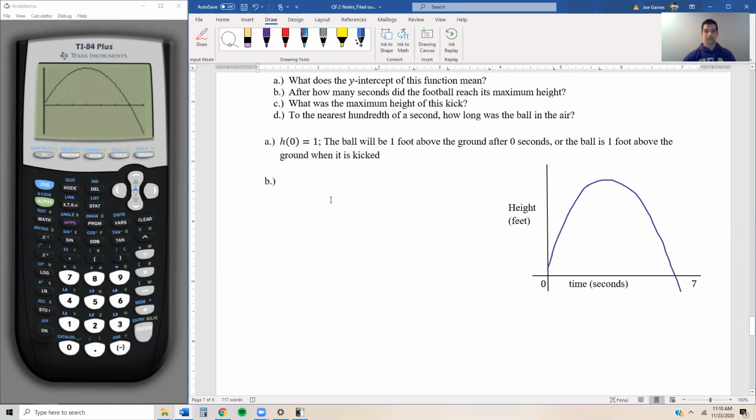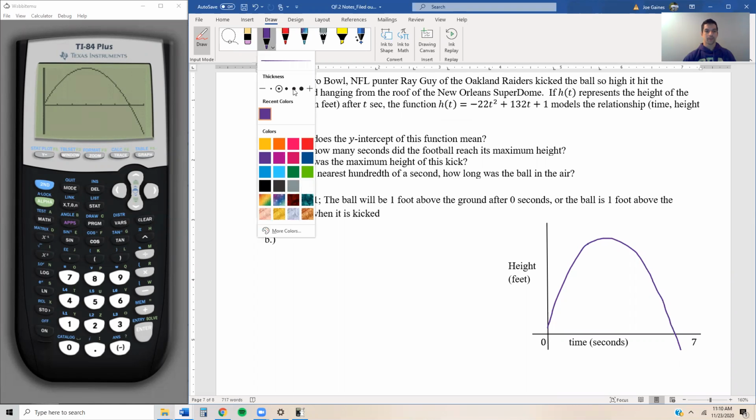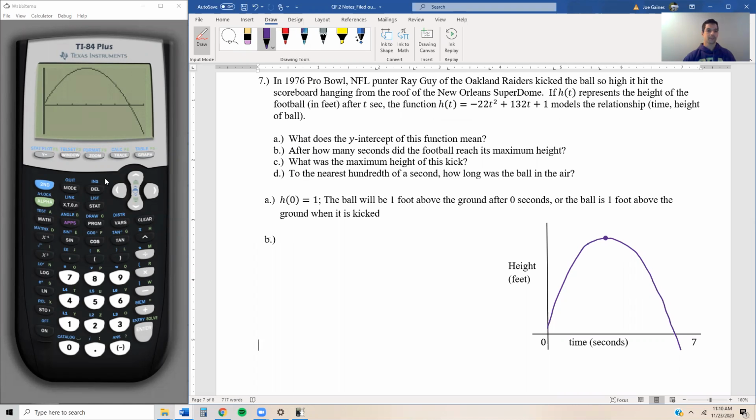So again, the question we wanted to answer in B was, after how many seconds did the football reach its maximum height? So what I'm looking for on this graph is the maximum point on the graph, the relative maximum. So I'm looking for this location. Again, I can find that algebraically using the vertex formula, because we know the vertex is going to be the maximum point. That's the turning point of the graph, the relative maximum. Or I can use my graphing calculator.